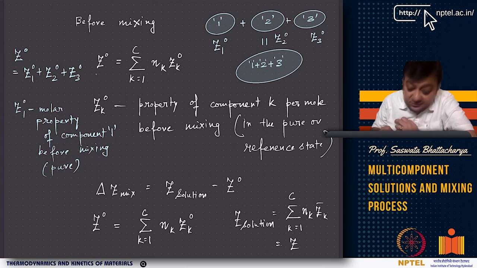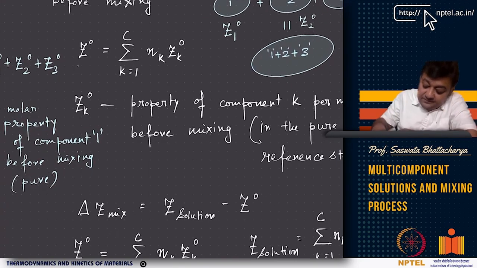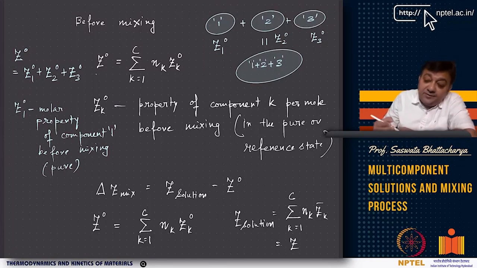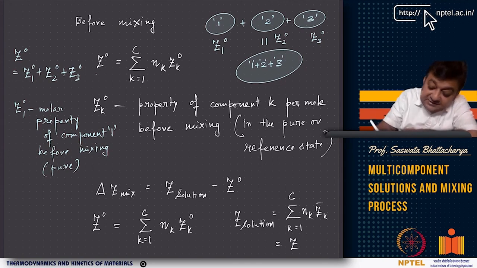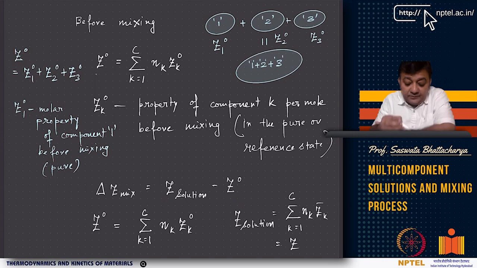When you have a superscript of 0, I am denoting what is called a standard state. Now, if I have this standard state, then delta Z mix is basically the change in the molar property, or relative change in the property. So you can call it change in property due to mixing. That is why there is a delta sign. So that is equal to Z of the solution minus Z0, where Z0 is the sum of the molar properties of pure components weighted by the mole number.